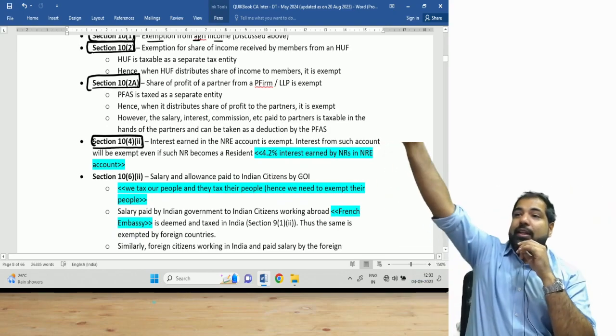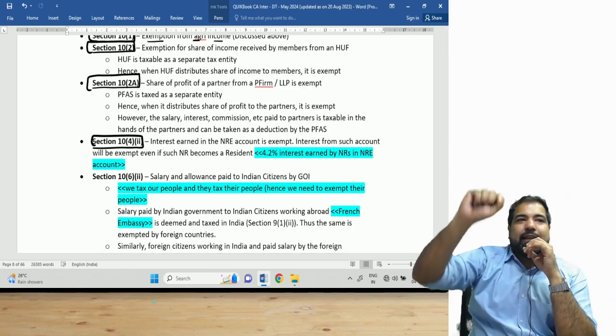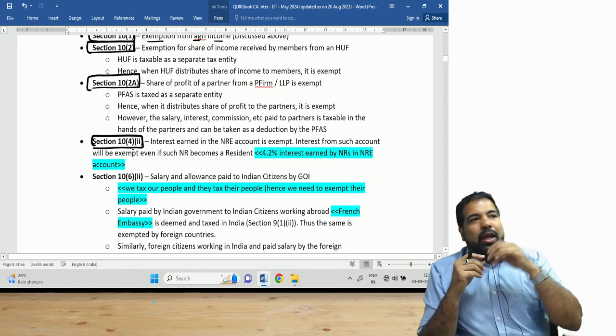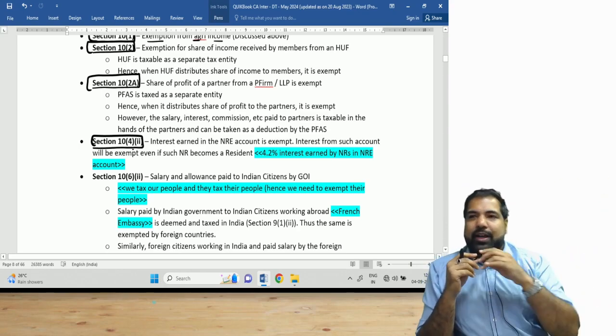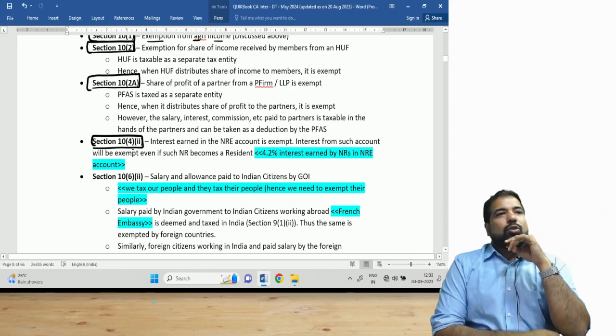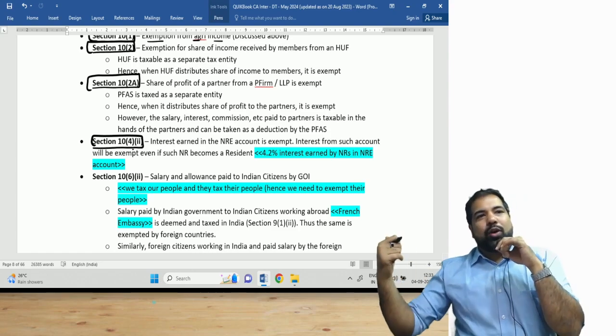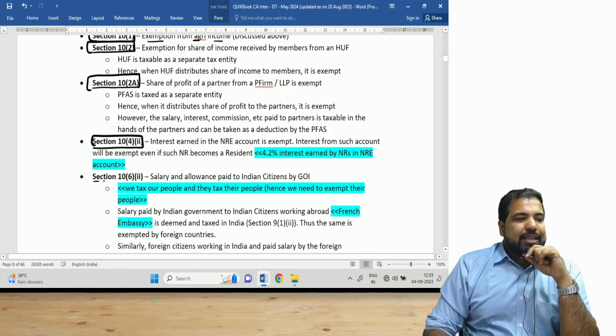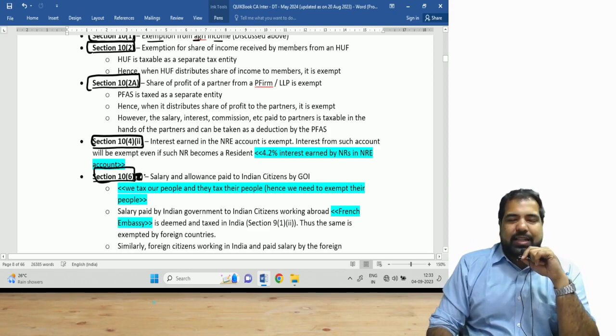Next, 10(4)(ii). If in the exam they say that you have an NRE account, non-resident external account, then the interest that you earn from it, will it be taxable? No, it will be exempt. And when that non-resident comes back to India, will it still be exempt? Yes. But can we today go and open this account? No. This is only for non-residents.